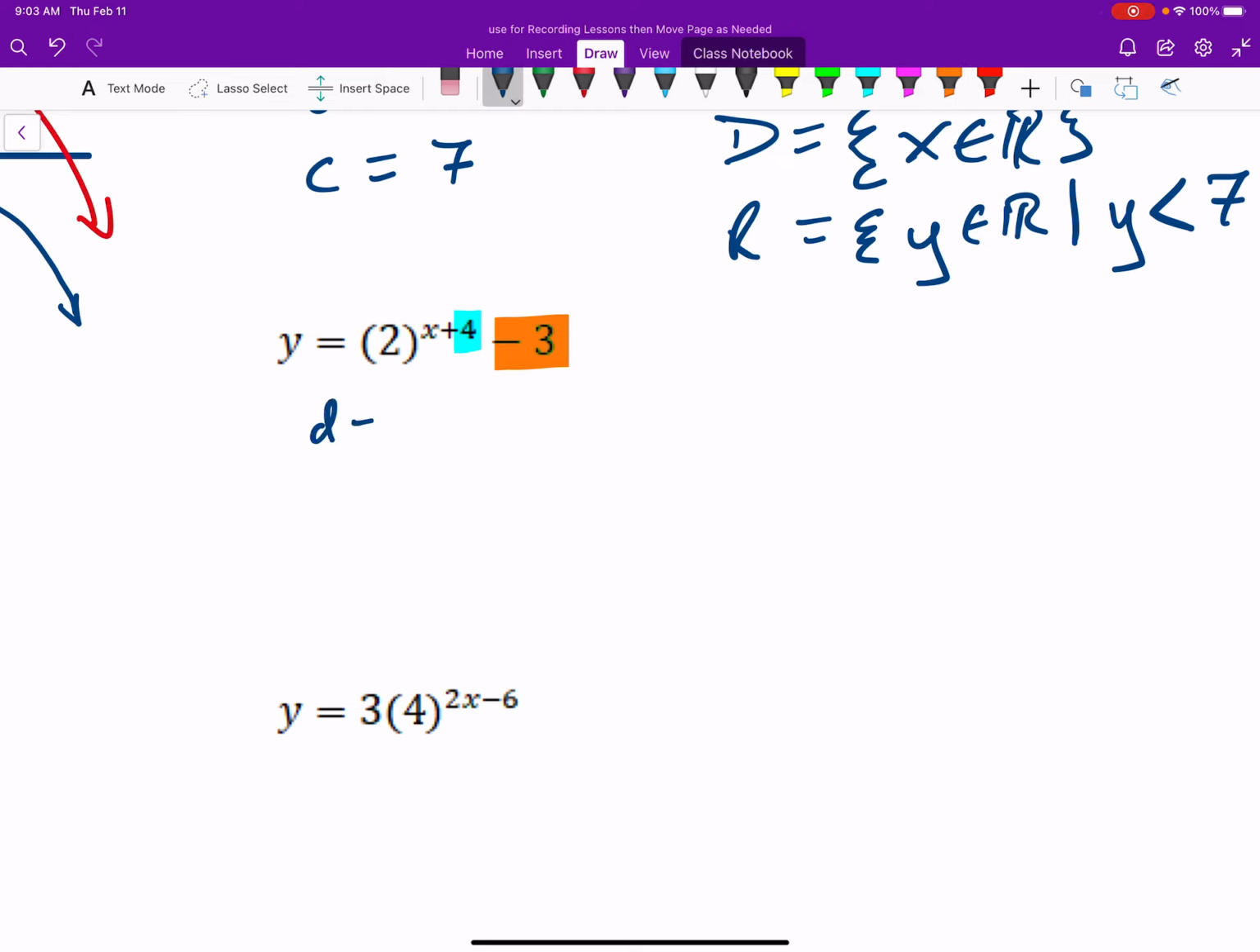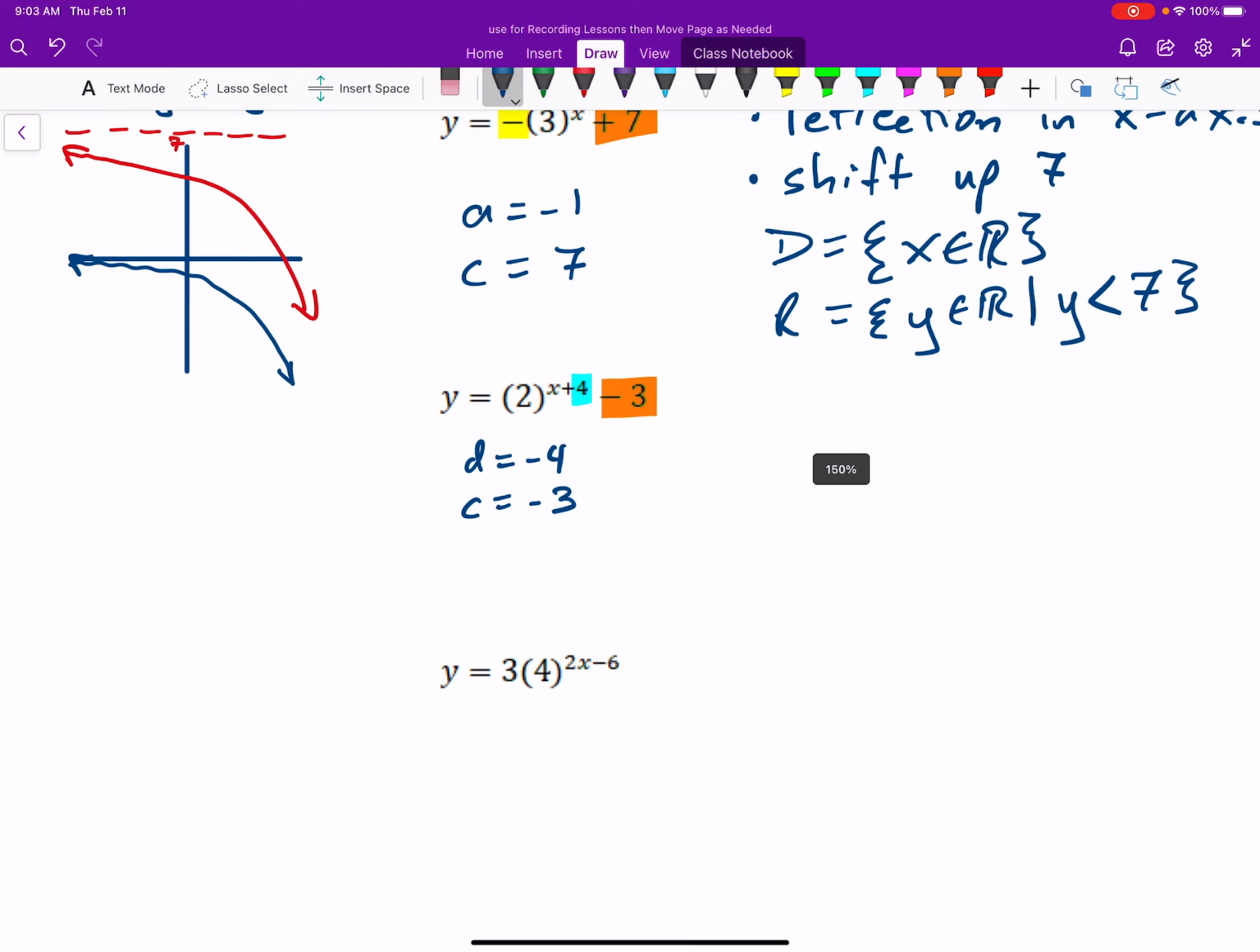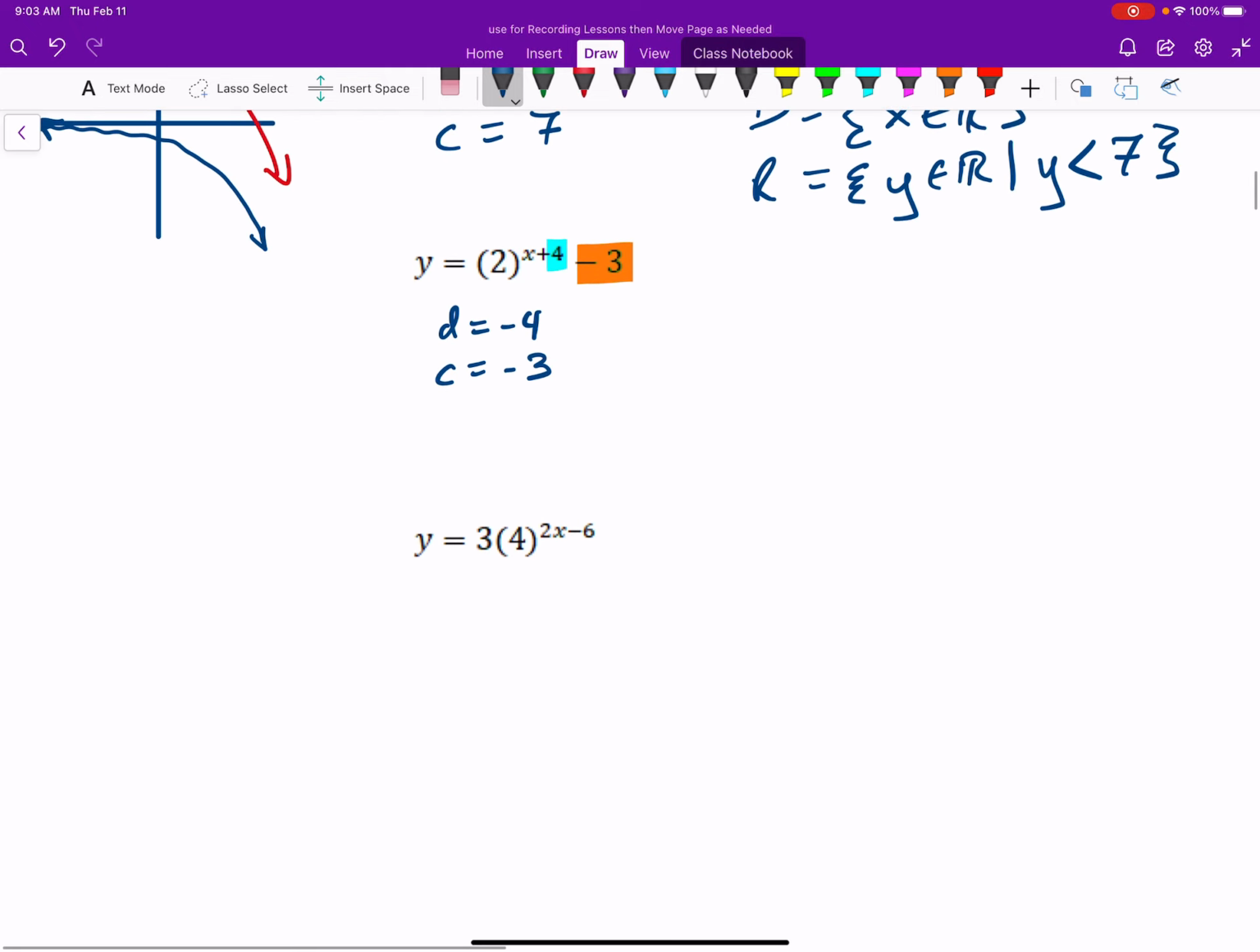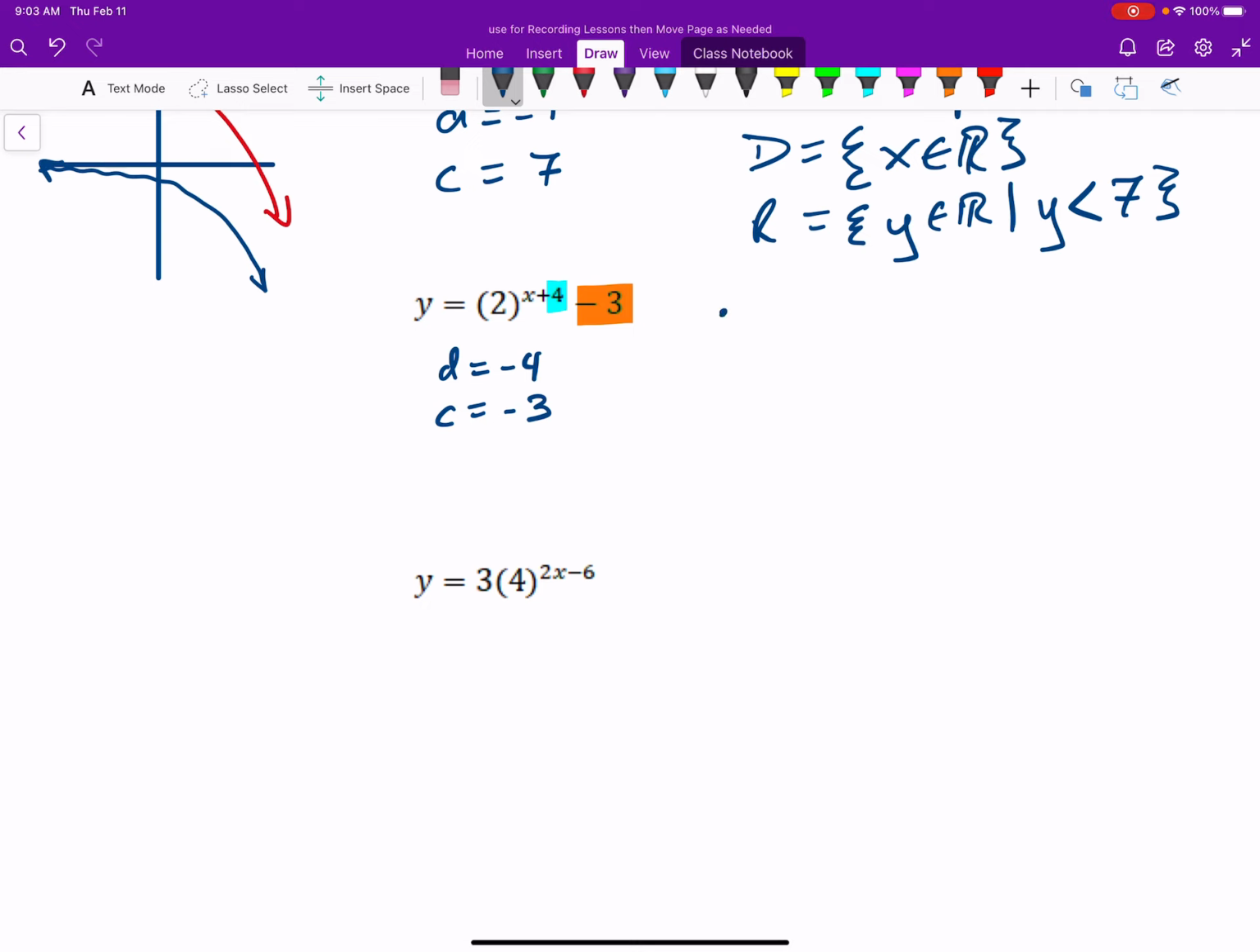But we also remember that when we take D out of the equation, then we have to change the sign. We don't do that for C. So our D and C values are -4 and -3 respectively. So let's just say shift left 4, because the -4, negative shifts to the left, 4 units. And we're going to shift down 3, because that's what C values do. They shift up and down, and the negative makes it go down.